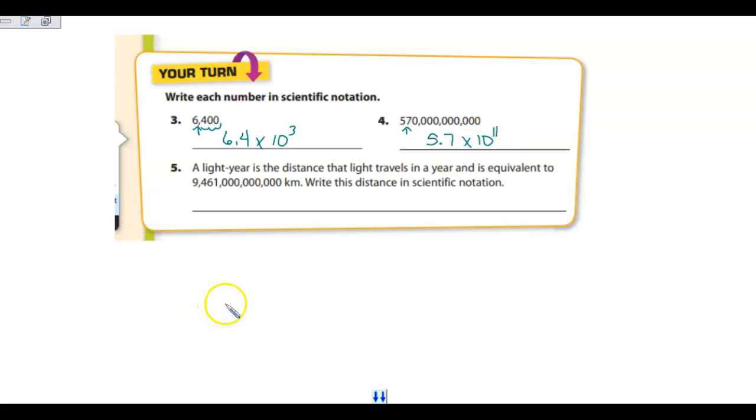Number 5, the distance that light travels in a year, a light year, is equivalent to 9,461,000,000,000 kilometers. Write the distance in scientific notation. Where would the decimal go? Between the 9 and the 4 is correct. So we would have 9.461 times 10 to the 3, 6, 9, 12.